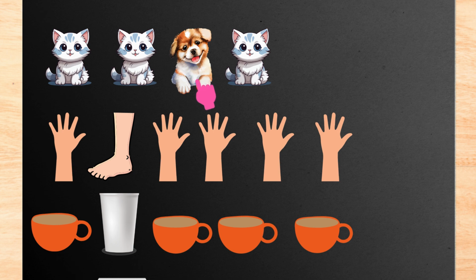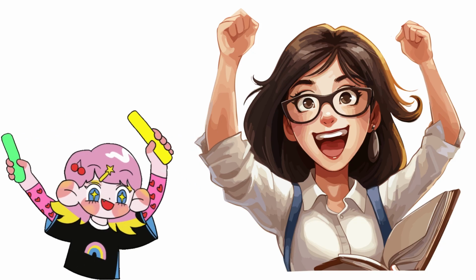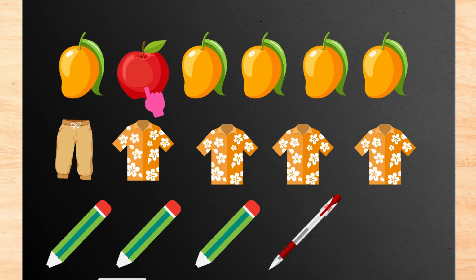Puppy is the odd one out. Okay. This is a line of hands. So leg is the odd one out. From cup line. Glass is the odd one out. Which one is the odd one out? Ambulance. Girl. And from this line. Motorcycle. Very good, kids. Apple is the odd one out.